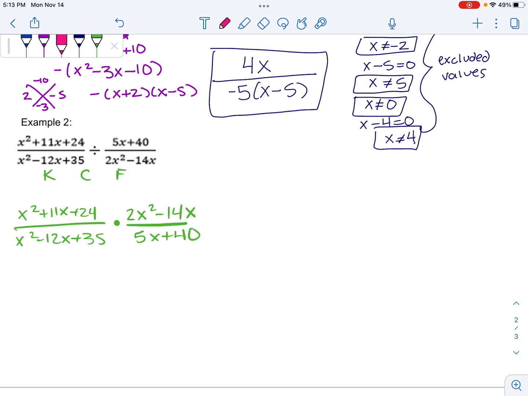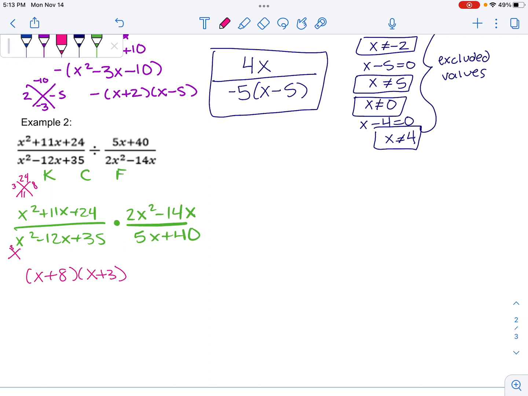All right, the next step is going to be to factor. So, again, I'm doing this kind of quickly in this video. If you need some extra help with factoring, make sure that you are attending tutoring. 8 and 3. Factoring is not going away anytime soon.